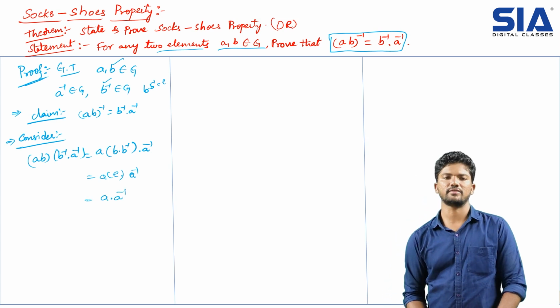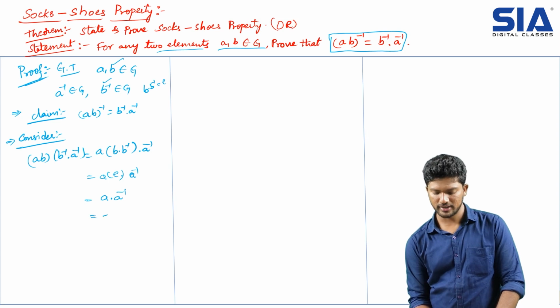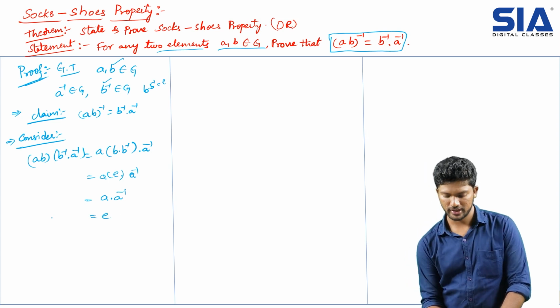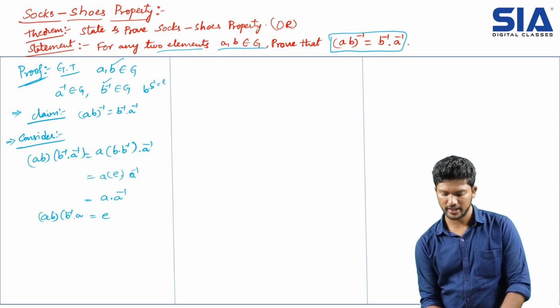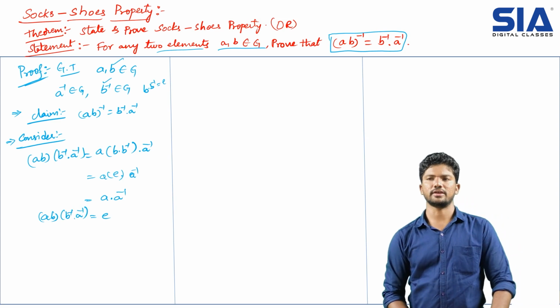So a into a inverse. Again a into a inverse is equal to small e. So therefore (a into b) into (b inverse into a inverse) is equal to small e.